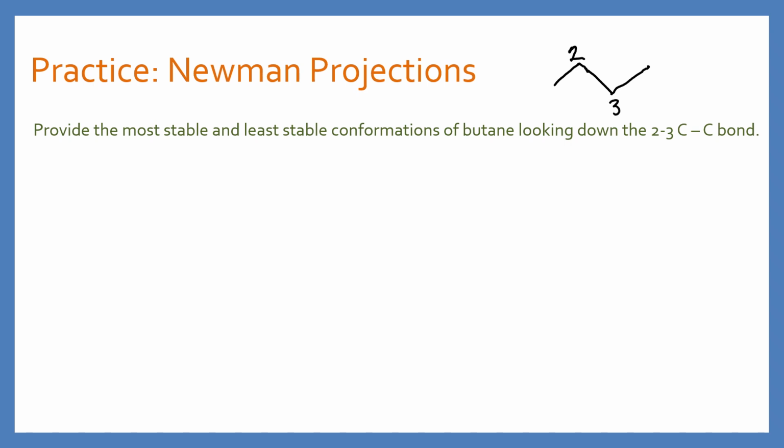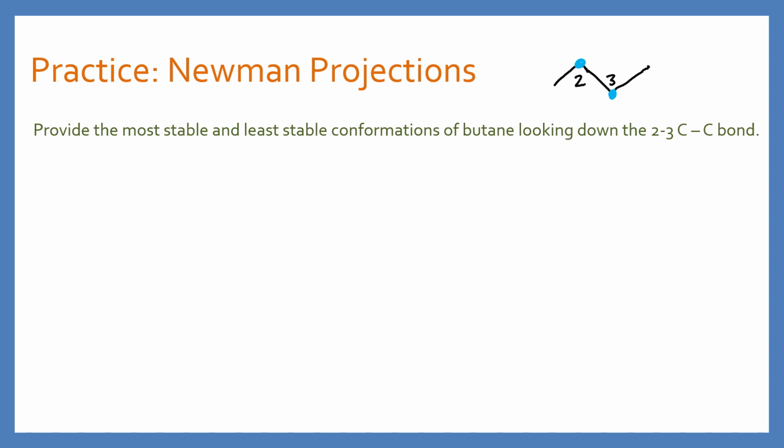The next thing we need to do is identify the 3 things that are attached to each carbon. Let me relocate my labels so I can draw those other things. So carbon number 2 is going to be my front carbon, and carbon number 3 is going to be my back carbon.